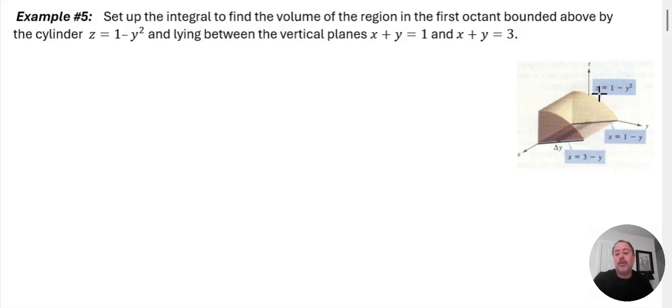They were nice enough to give us the picture for what's going on here. As you can see, we see the cylinder, and it is in the first octant. The other interesting point I want to make is that they've given you the equations, but they've set them up in terms of x. We're going to talk about why that's suggested in a second.